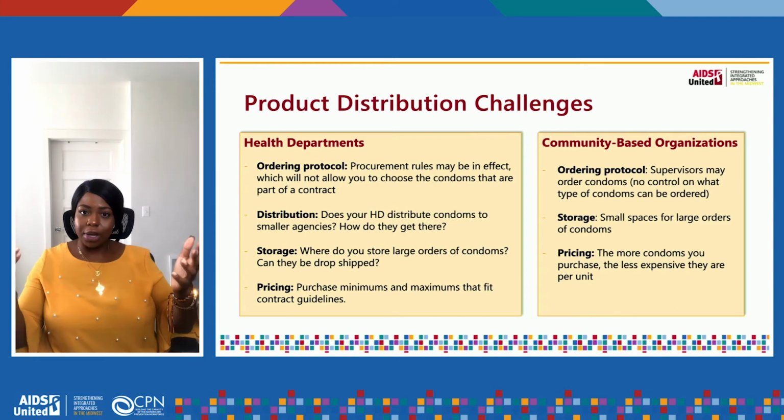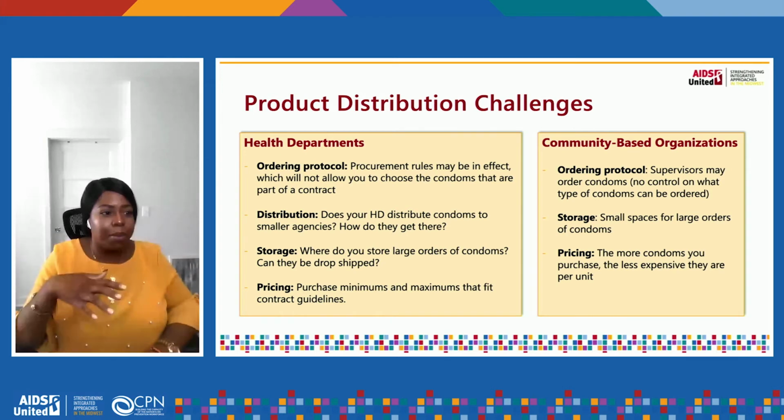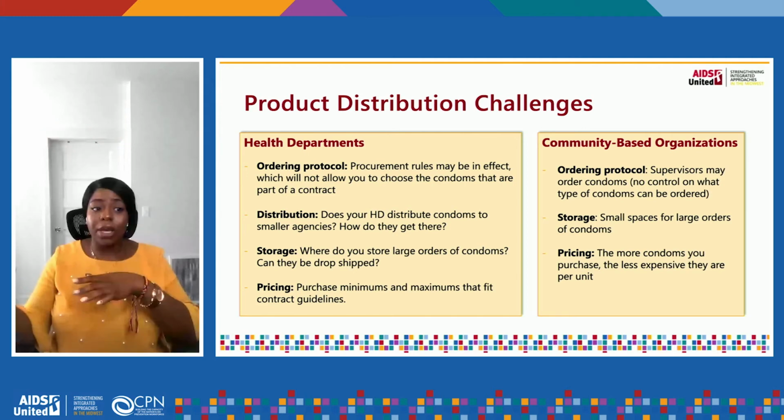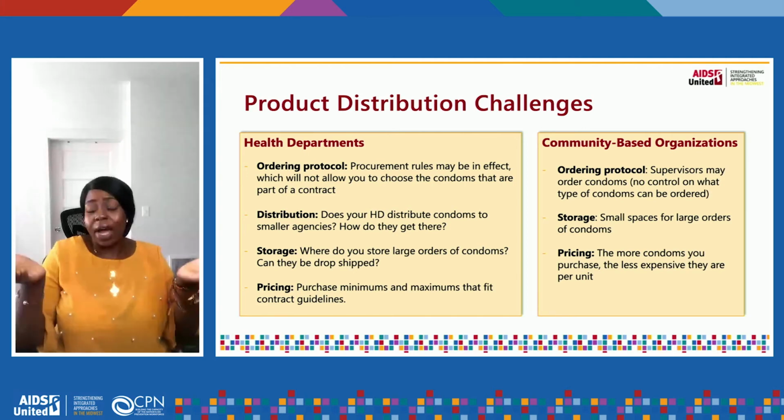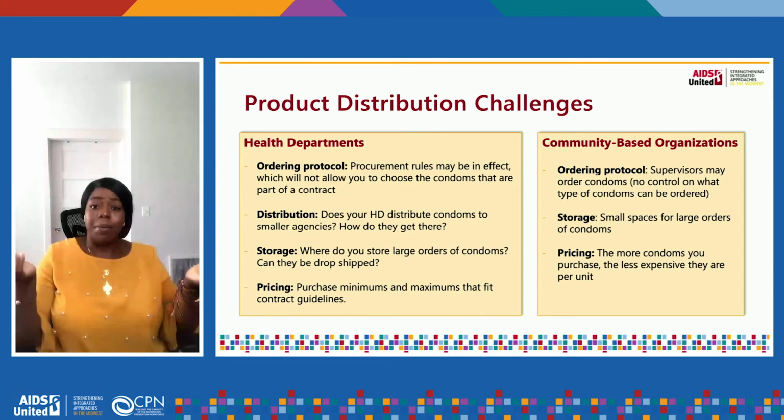And the ordering program is a bit more stringent, right? So there may be rules in effect which might not allow you to choose condoms that are part of it, as opposed to CBOs where the supervisors can order whatever condom is within their budget, whatever condom they might want, whatever condom they might think would work well in the community.